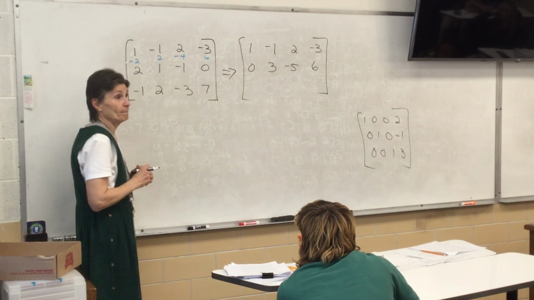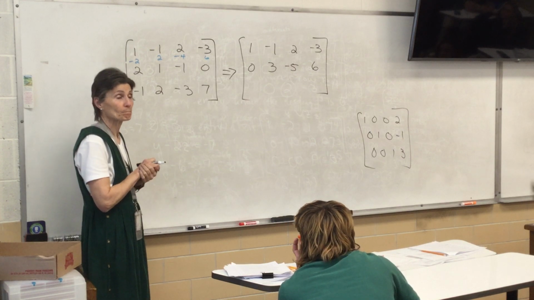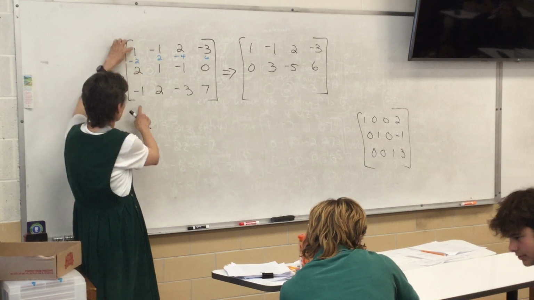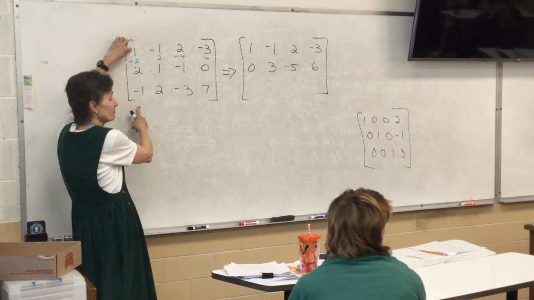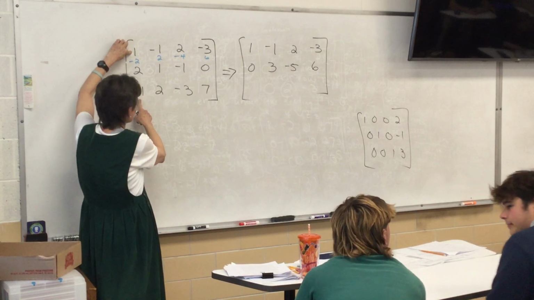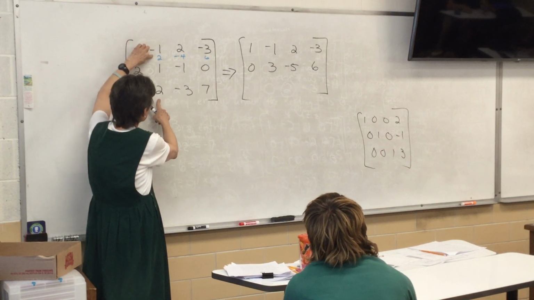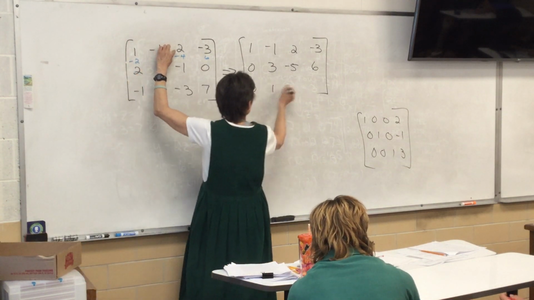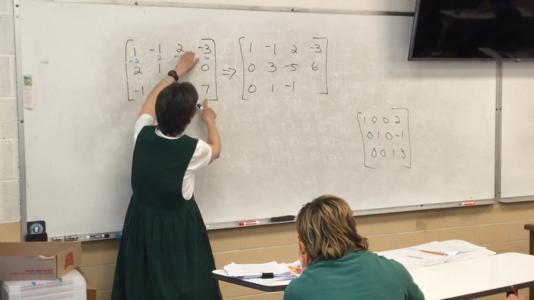Okay, now what? Add the top and bottom. They're set up to eliminate, so we'll just add them together. So I get 0, 1, -1, and 4.